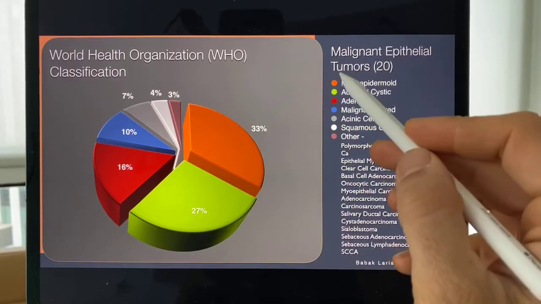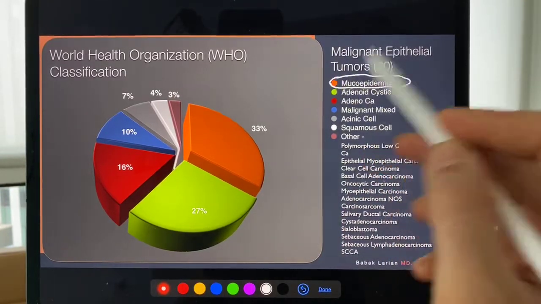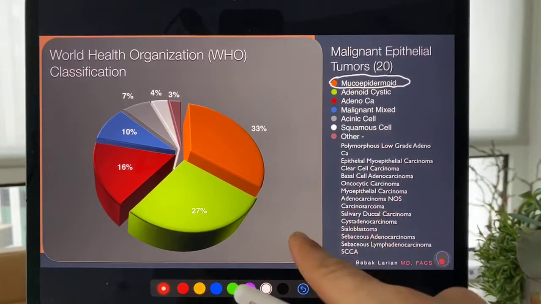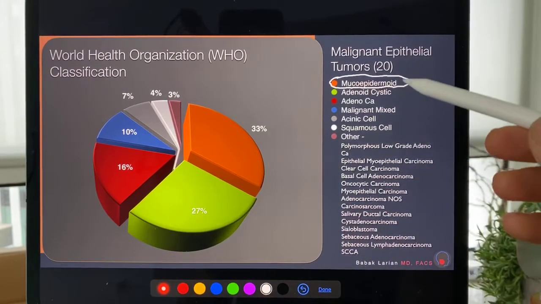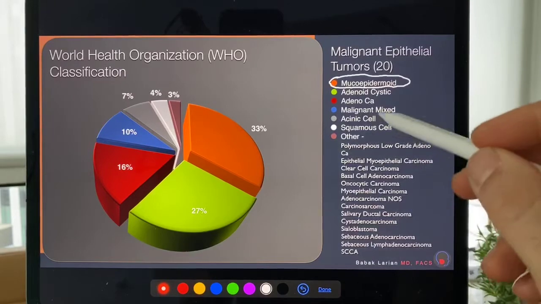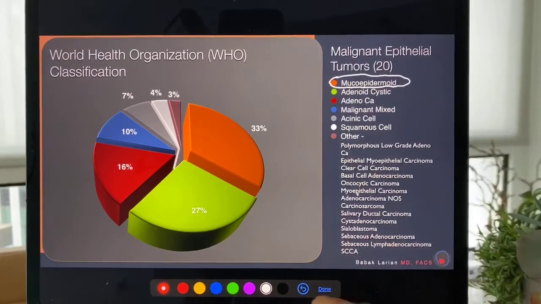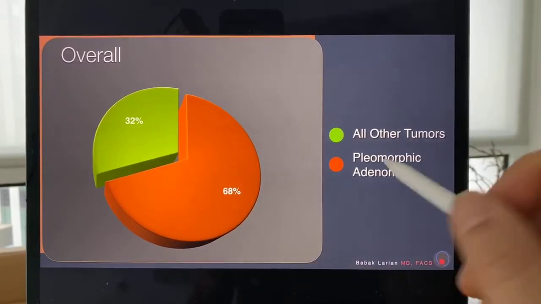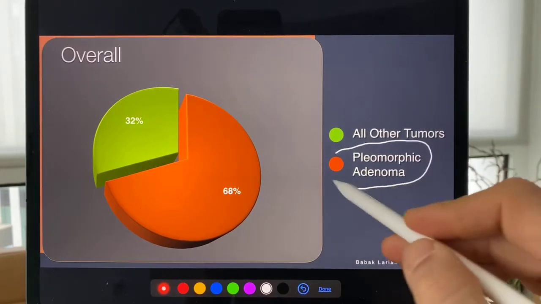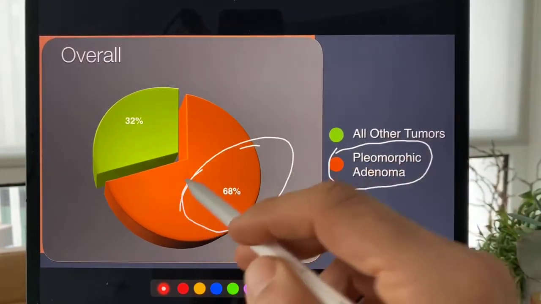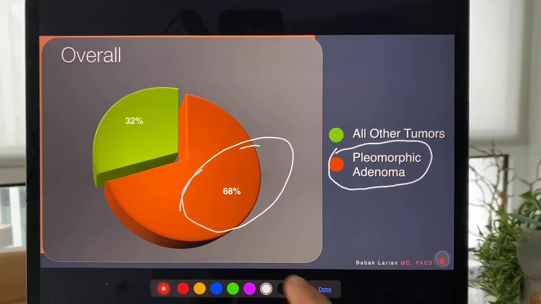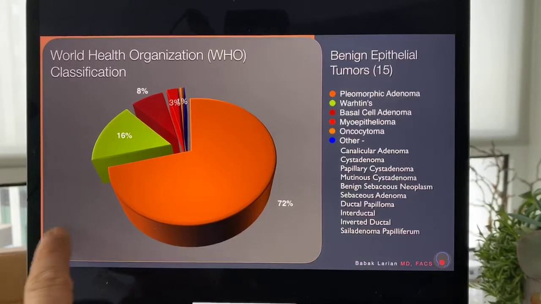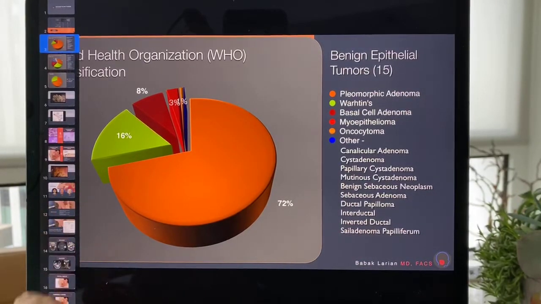And you can see mucoepidermoid is the most common type of cancer in the parotid and the salivary glands altogether, followed by adenoid cystic, adenocarcinoma, malignant mixed, acinic cell, squamous cell, and so on, and multiple other types. So when you look at it overall, pleomorphic adenoma is the most common type of tumor that happens in the salivary glands as a whole, right? So let me see if you have anything on mucoepidermoid.